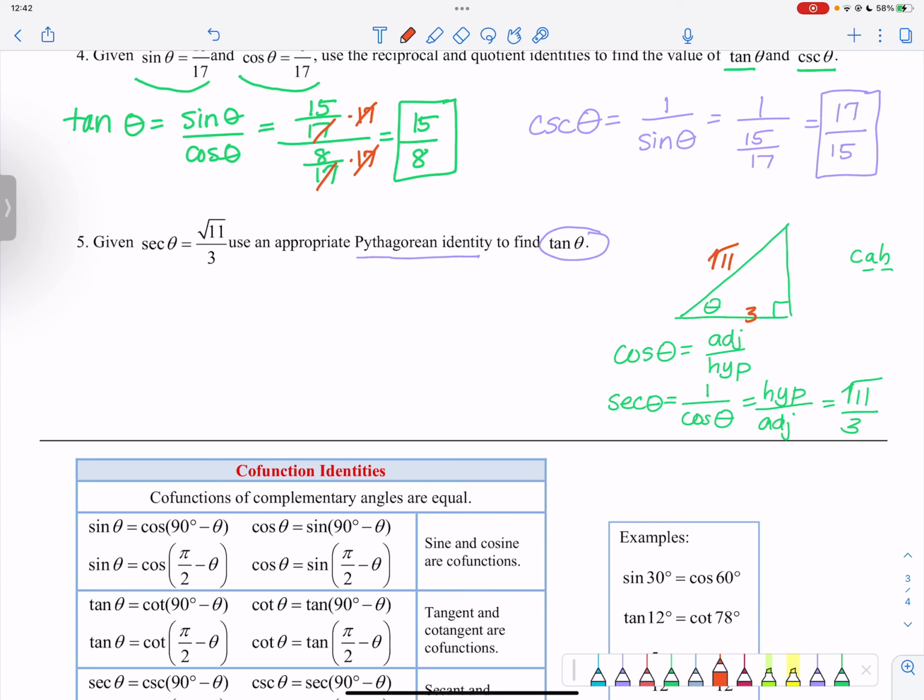We can now find this last side here by using the Pythagorean theorem. So let's go ahead and try that. And we can find this missing side here. So we have 3 squared, I can do that over here. 3 squared plus y squared is equal to the square root of 11 squared. So we have 9 plus y squared is equal to 11. Y squared is equal to 2, and y is root 2.